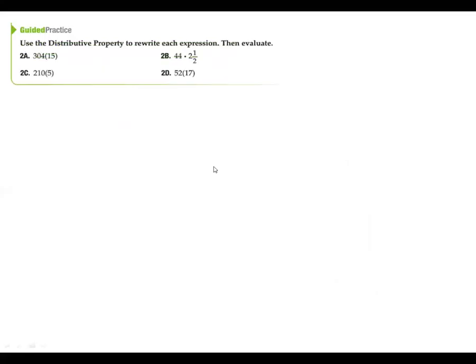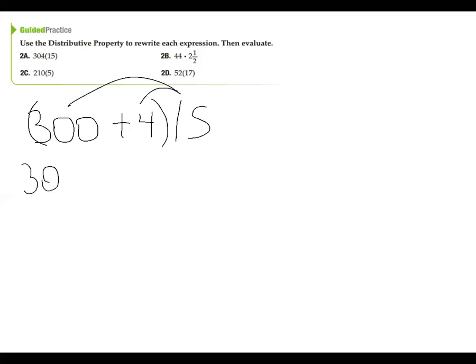All right, so let's use the distributive property to write each expression and then evaluate it. Go ahead and pause the video. All right, so 304, think of that as 300 plus 4 times 15. And then when you distribute it, you get 300 times 15 plus 4 times 15.